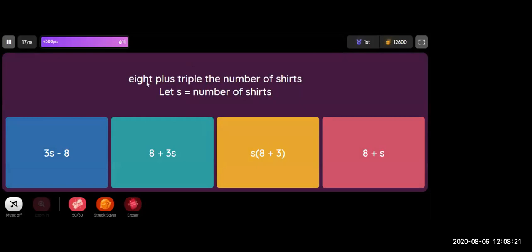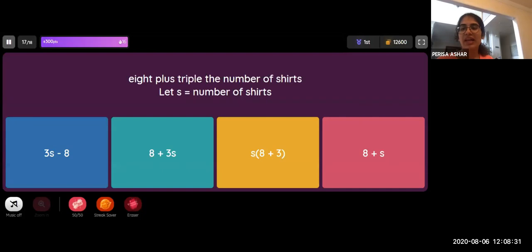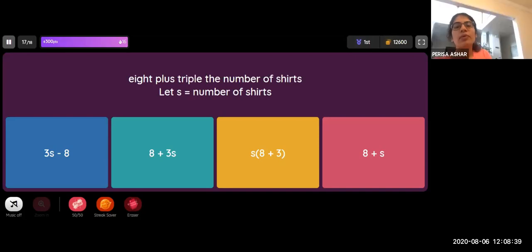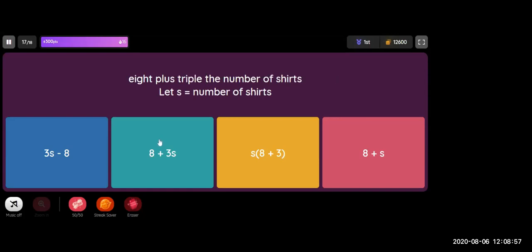Okay. 8 plus triple the number of shirts. So let's see if anyone gets this. So good job, Camden, for getting it correct. You have the number 8, and then it says plus, so you have to put an addition sign with triple the number of shirts. So whenever you see triple the number of shirts, you already know, okay, it's 3 times the variable. So as a result, the coefficient is 3, right? So 8 plus 3s. So good job, I think Jeev got that, so yes. So it's 8 plus 3s.